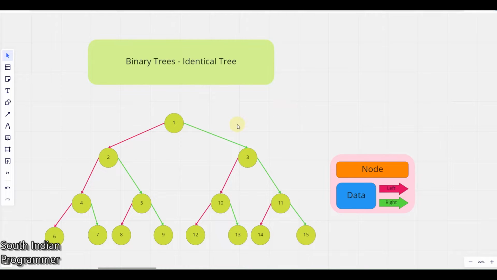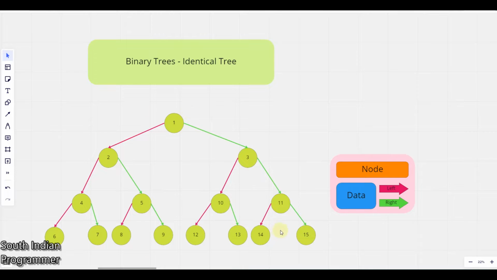Hello everyone, in this video we will see binary trees, identical trees. We are given two binary trees. We have to check whether the two trees are identical, which means the same data in binary tree 1 should replicate in binary tree 2.